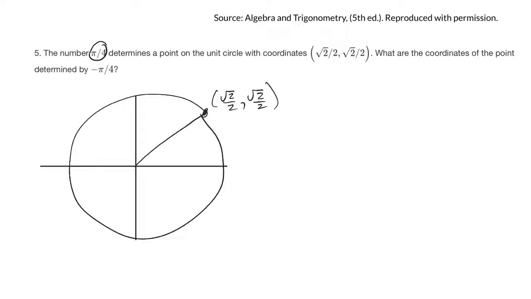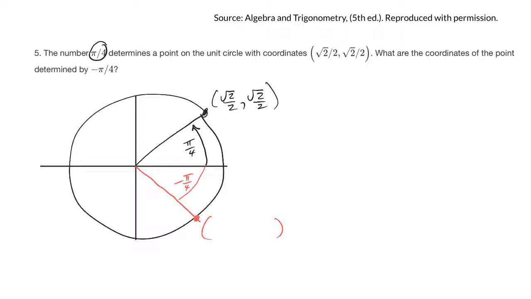And the question says, what are the coordinates of the point determined by minus pi over 4? Well, minus pi over 4, instead of being an angle that goes up, that's pi over 4, would be an angle that goes down. So that's this one right there. And so this angle is minus pi over 4. And they want to know what that point is.